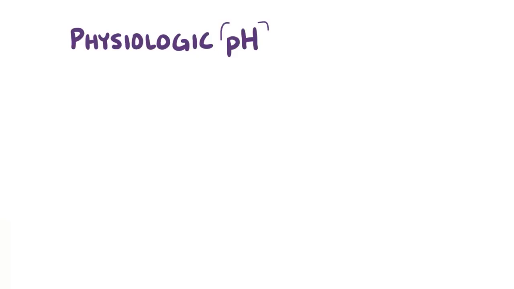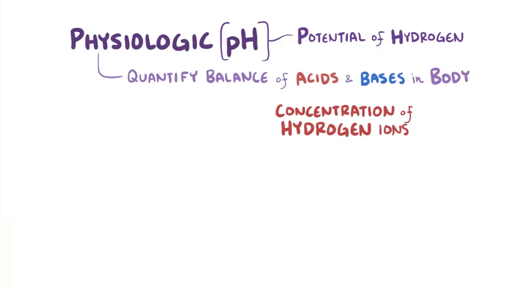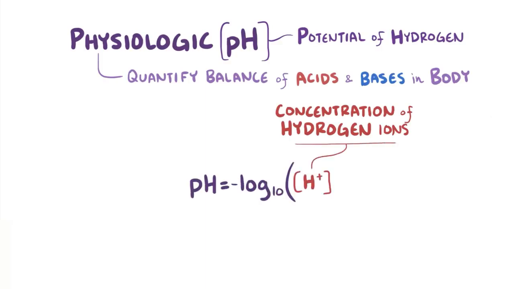Physiologic pH, where pH stands for potential of hydrogen, is a way of quantifying the balance between acids and bases in the body. In fact, the pH depends on the concentration of hydrogen ions, and can be described with this equation: pH equals negative log base 10 of the hydrogen ion concentration.